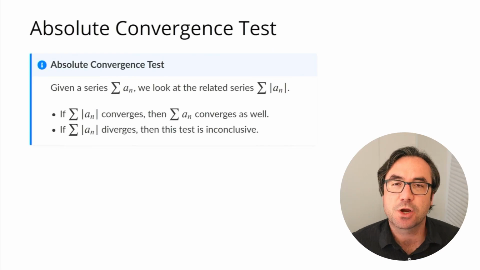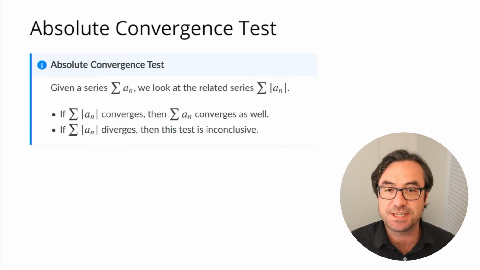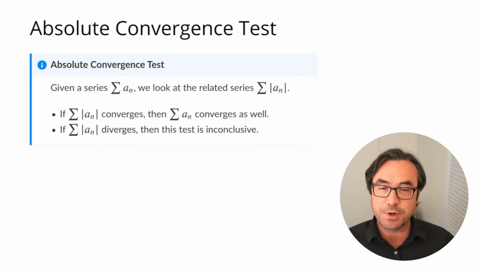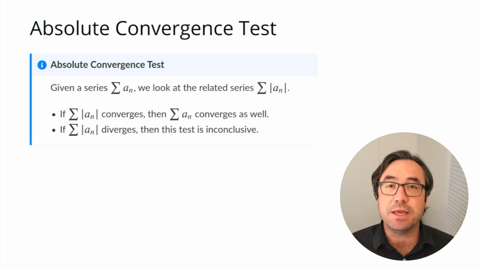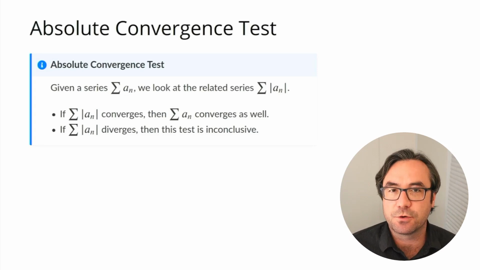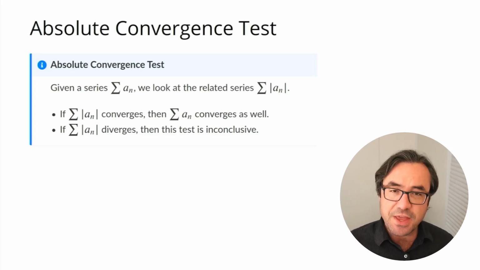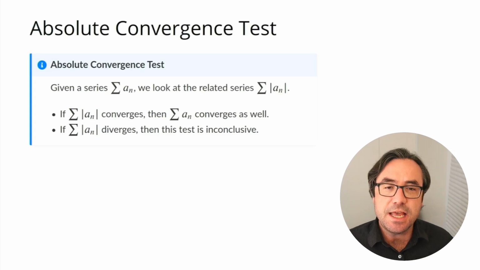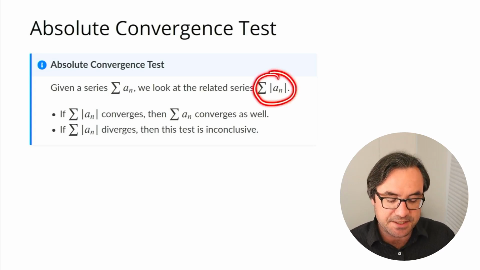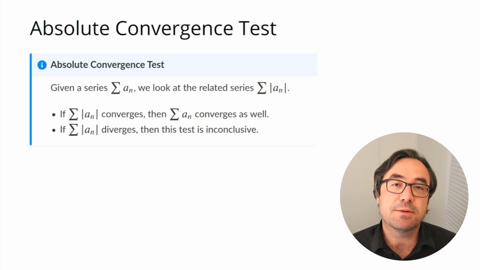And actually, we're going to call this the absolute convergence test. So let's read through it. Suppose we have this series, sigma an, that we want to figure out if it's going to converge or diverge. And the idea behind this test is we look at this related series, sigma absolute value an.